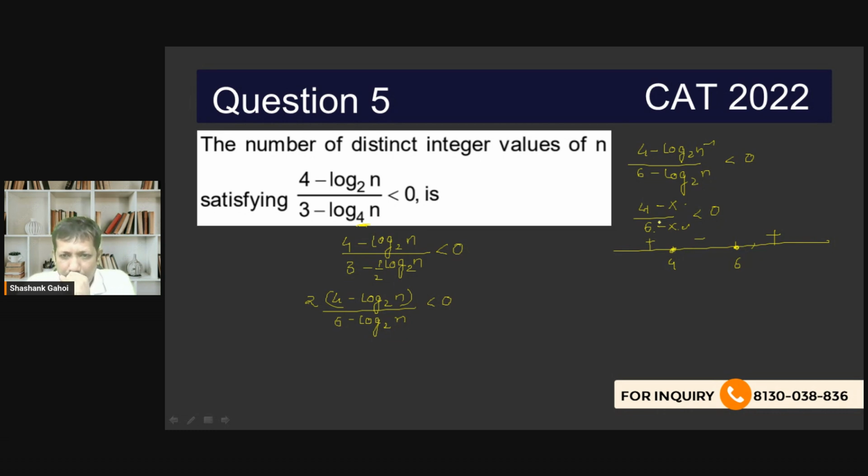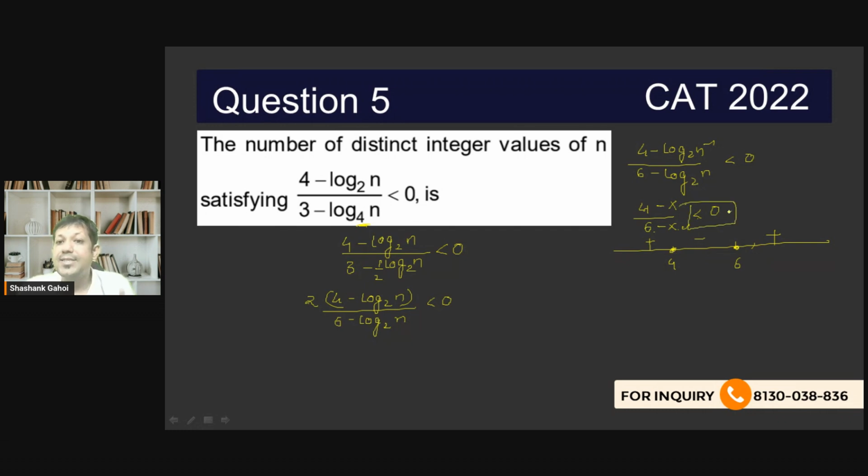Because if x becomes 4, this will be equal to 0, not possible. If x becomes 6, then the function will be not defined. So the default condition is x cannot be 6, x cannot be 4. Now it is less than 0.